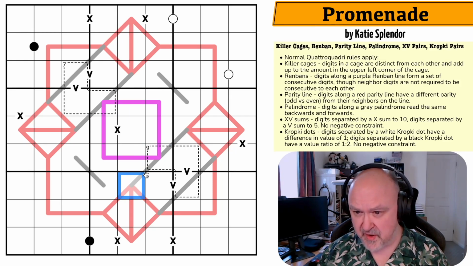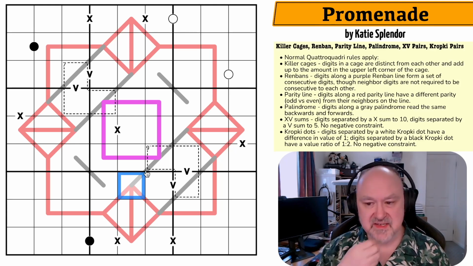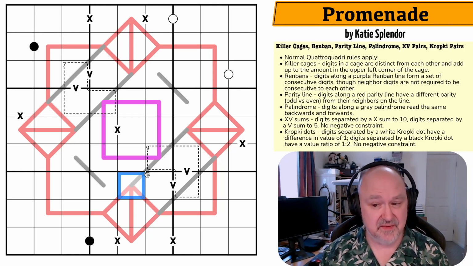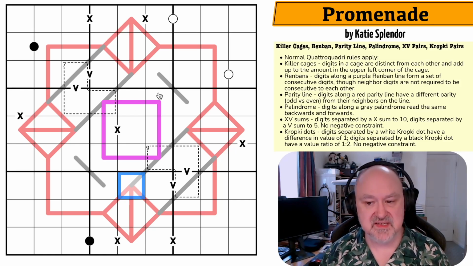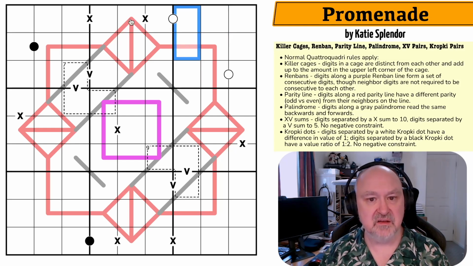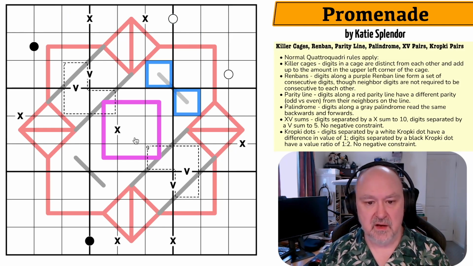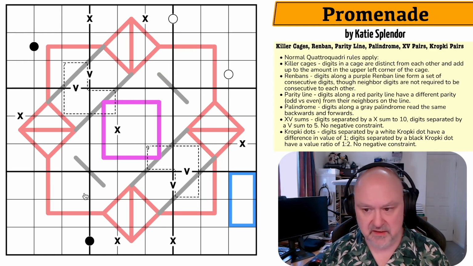XV sums, okay, digits separated by an X sum to 10, digits separated by a V sum to 5, no negative constraint. Normally I would say that not all X's and V's are necessarily given, because if you don't know what a negative constraint is, saying no negative constraint, what does that mean? The puzzle isn't distinct to itself. But what it means in this case is it's perfectly fine for there to be cells that sum to 5 or sum to 10, which aren't labeled with an X or a V. But it's also fine for there to be cells that have alternating parity that aren't connected by a red line or whatever.